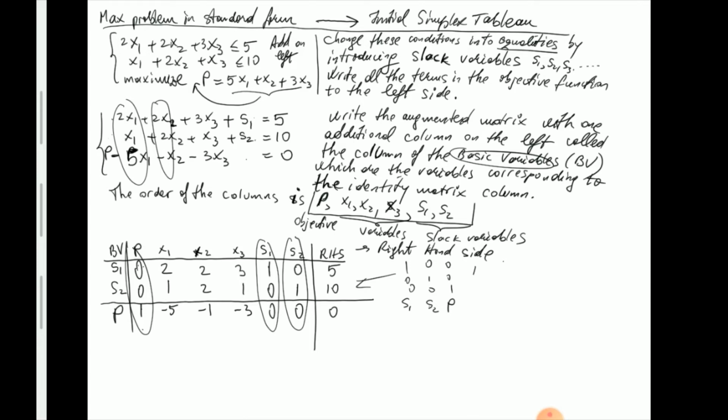And in fact, P is always a basic variable, because the other basic variables will change as the algorithm moves along.